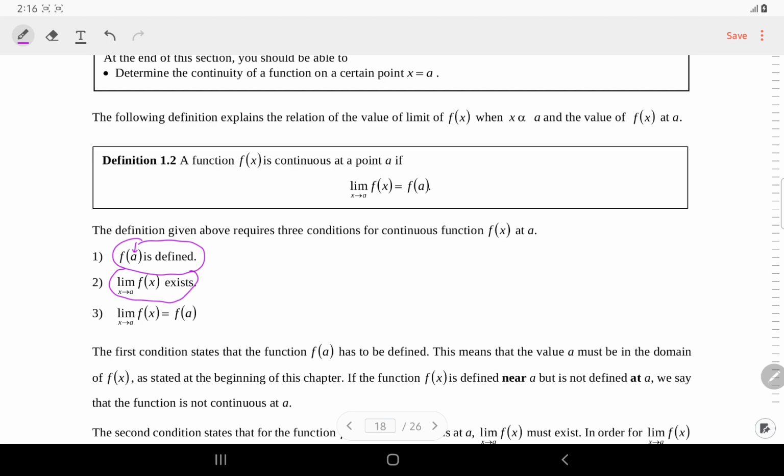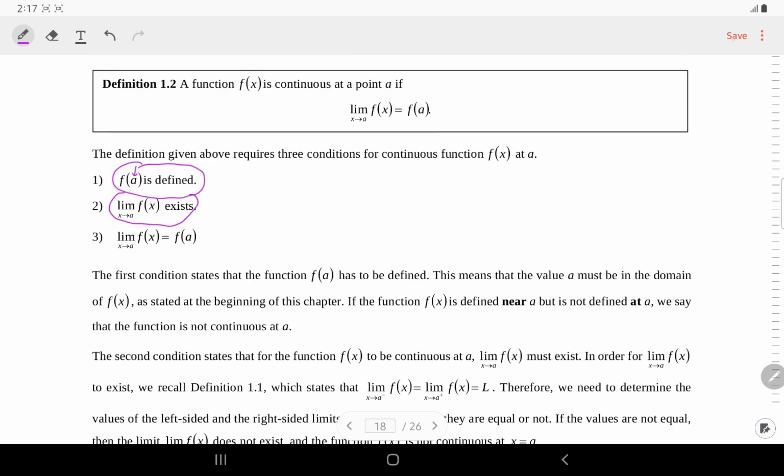The first condition states that the function must be defined. This means that the value of a must be in the domain of the function, so when we substitute the value of a into the function, we will get a value. Meaning it is defined. And then the second condition states that the limit of the function must exist.